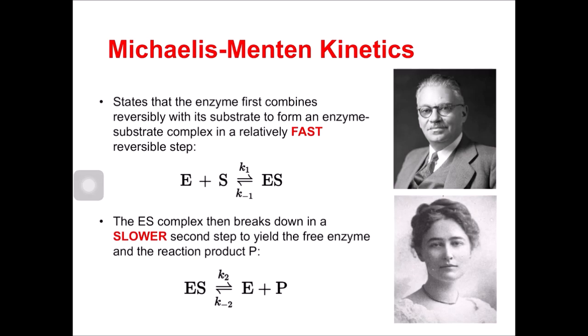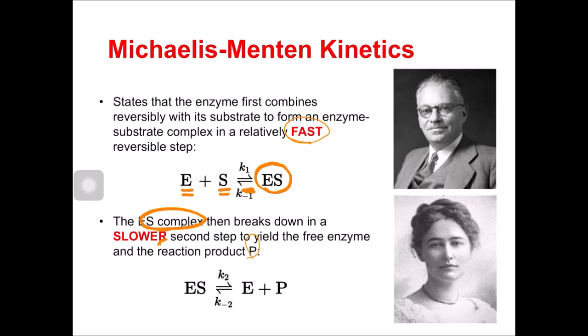So Michaelis-Menten kinetics is the principle that explains quantitatively the relationship between the substrate concentration and the reaction rate. It states that the enzyme first combines reversibly with its substrate in a fast reversible step, and kapag na-form ang enzyme-substrate complex, so for example, this is the enzyme and this is the substrate, the rate of reaction forming ES or enzyme-substrate complex is a fast process and it's reversible. But the dissociation of the enzyme-substrate complex forming finally the product is a slow process.